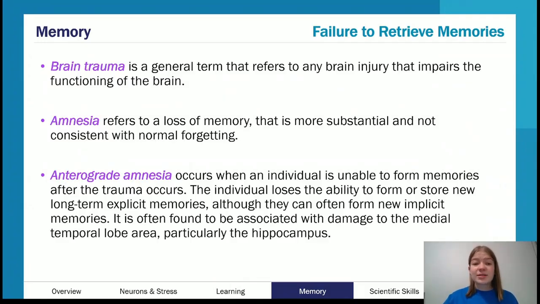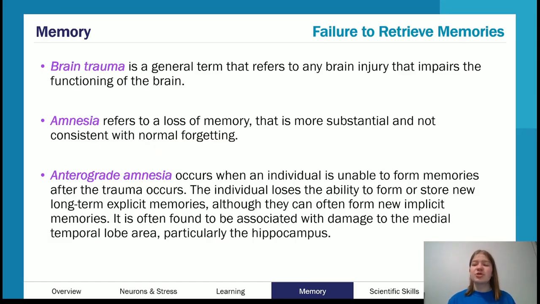When we're looking at memory, one of the things people are often interested in is our failure to retrieve memories. So you have brain trauma as a general term referring to any brain injury that impairs the functioning of the brain. You can have amnesia, which is a loss of memory more substantial than and not consistent with normal forgetting. And specifically anterograde amnesia, where you're unable to form memories after the trauma occurs. So you're not going to be able to store new memories, but you can access your pre-existing ones.